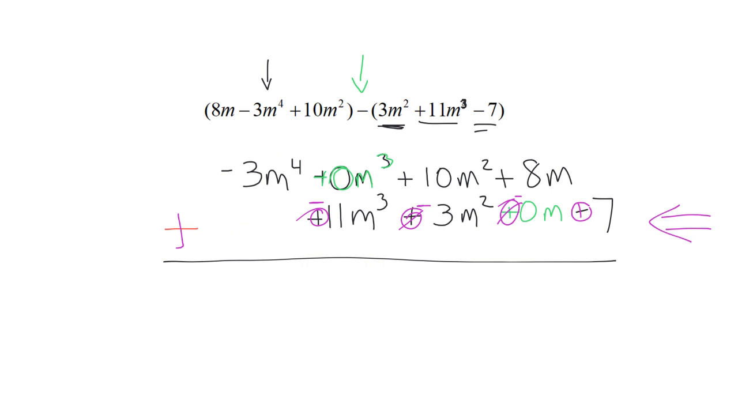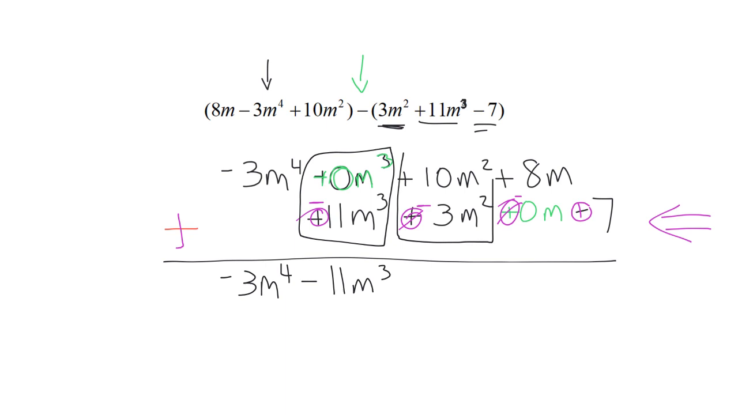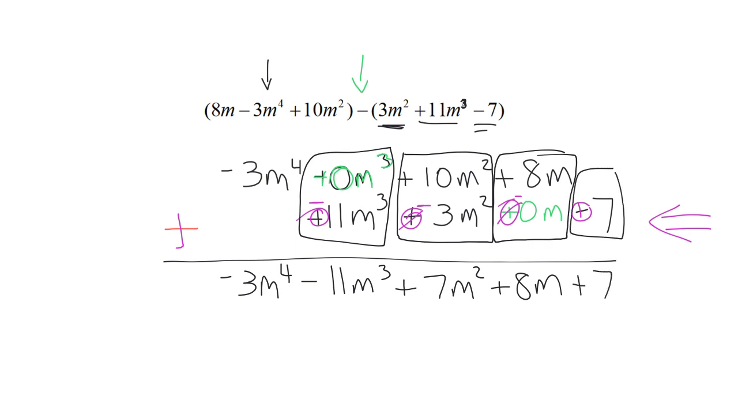So negative 3m to the fourth. Then we have 0m to the third minus 11m to the third, so minus 11m to the third. Then we have positive 10m squared minus 3m squared, so that's plus 7m squared. And then we have plus 8m minus 0m or plus 0m. It doesn't matter because you're not adding or subtracting any when it's 0, so just plus 8m. And lastly, we have plus 7.